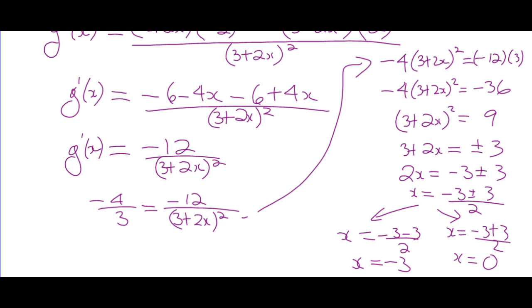We just need to find the x coordinates of the points. So we have a general expression, right? We have g prime of x. We set that equal to negative 4/3. We cross multiply, solve using the square root principle, right? Because that was the easiest thing to do. And get two solutions, x is negative 3 or x is 0.